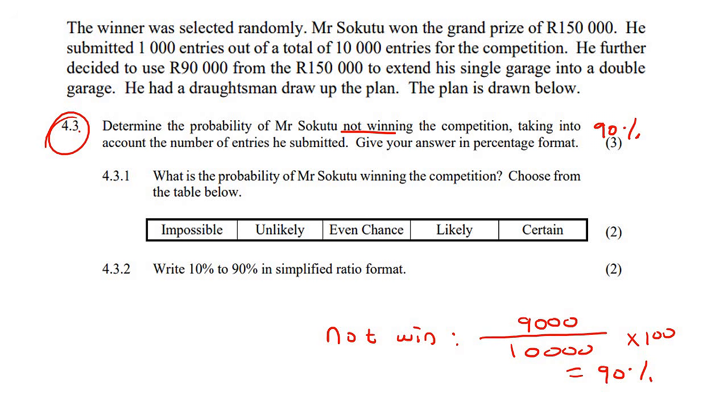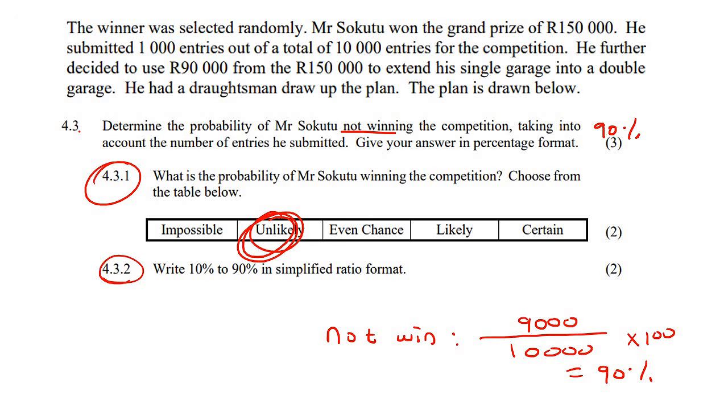Then it says, okay, that's weird. Oh, 4.3 was a question, and then 4.3.1 is another one. That's really weird. What is the probability of Mr. Sokoto winning the competition? Well, it's not impossible, but it's very unlikely. He only has a 10% chance of winning, and there's a 90% chance that he won't win. So we will say here, unlikely. It's not likely that he's going to win.